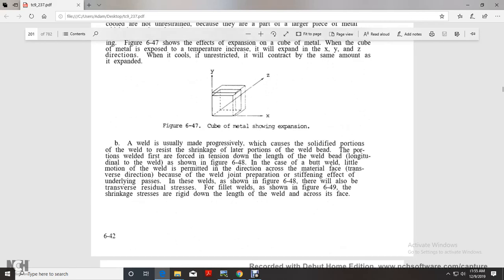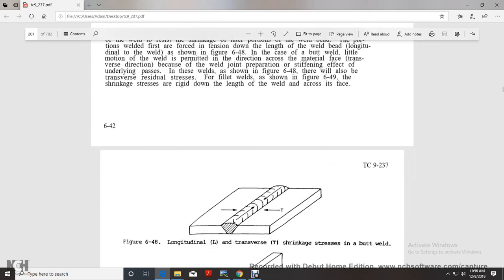A weld is usually made progressively, so the solidified portions of the weld resist the shrinkage of the later portions of the weld bead. The first portion of the weld creates force and tension down the length of the weld, the longitudinal stress, as shown in figure 6-40 for the case of a butt weld. Little motion of the weld is permitted in the transverse direction across the material face, because of the joint preparation and stiffness effect, with underlying passes in these welds, shown in figure 6-48. This will be the transverse residual stress. In the fillet weld, shown in figure 6-49, the shrinkage stresses run down the length of the weld and across its face.